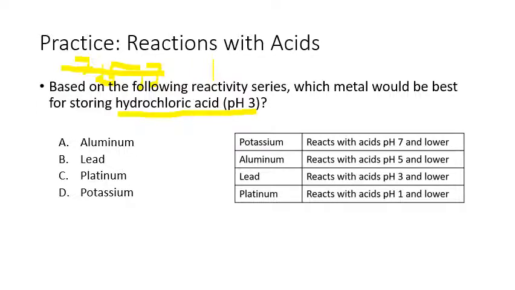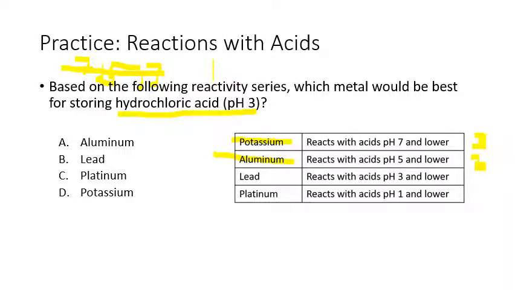So if we look at these choices, we have potassium, which is going to react with an acid of pH of 7 or lower. Well, 3 is lower than 7, so that's no good for the potassium. Same thing for the aluminum. The aluminum is going to react with pH 5 or lower. 3 is lower than 5, so it'll react with the aluminum as well. So if you put HCl into an aluminum bottle, it'll react and start dissolving the bottle. That wouldn't work. The next choice was lead.